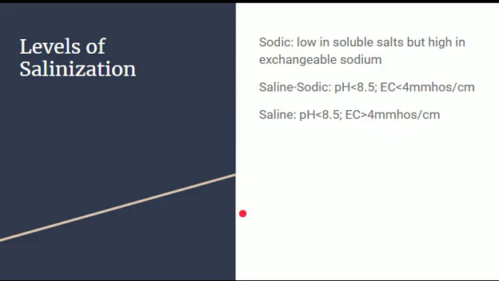Salt-affected soils fall into various categories that are measured with pH and electrical conductivity. For the purpose of this presentation, we'll be mainly concerned with saline sodic soils that have a pH less than 8.5 and an EC of less than 4 millimoles per centimeter. But there's also sodic soils, which are just low in soluble salts but high in exchangeable sodium. So there's a lot of Na. And saline, which is extreme. And that's when the pH is below 8.5 and the EC is above 4 millimoles per centimeter.